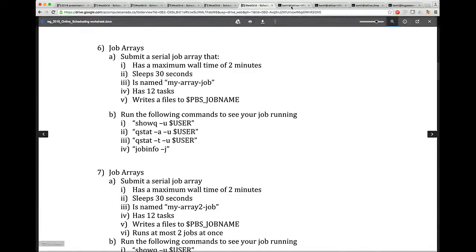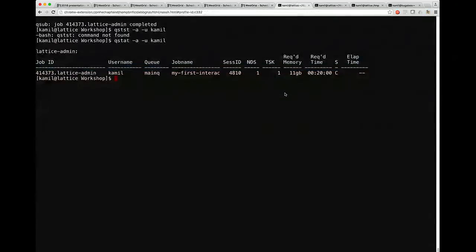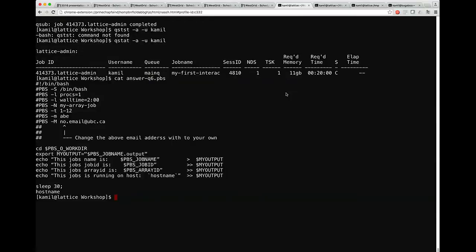So let's create a job array that asks for 12 tasks. It's called my job array. So here's an example. It asks for 12 cores.